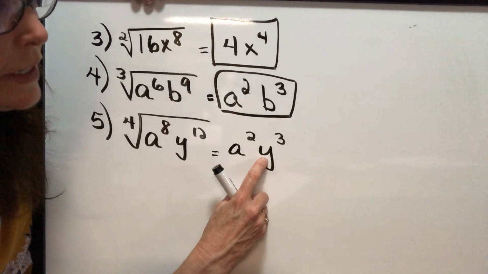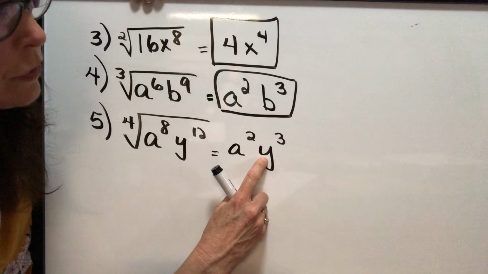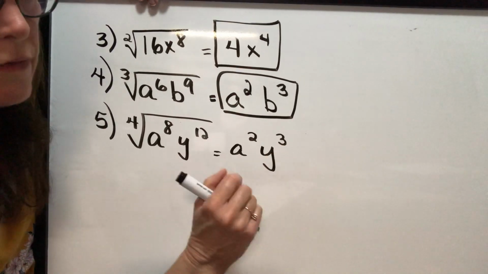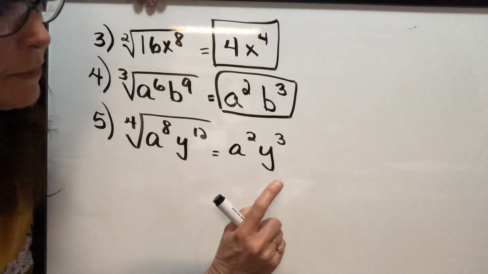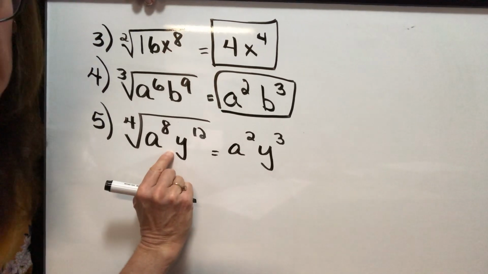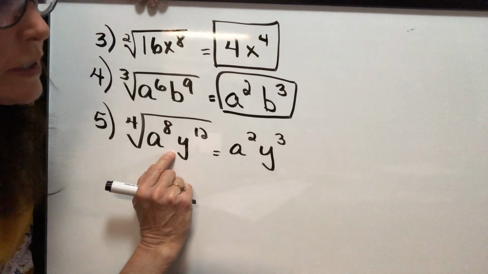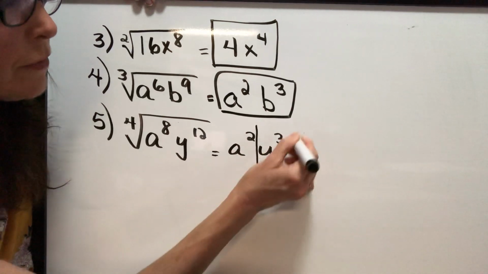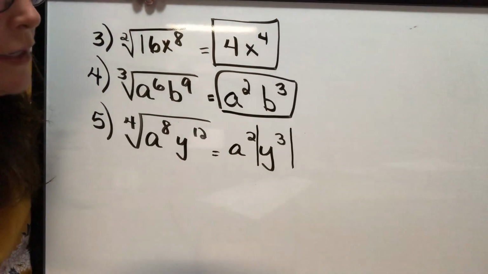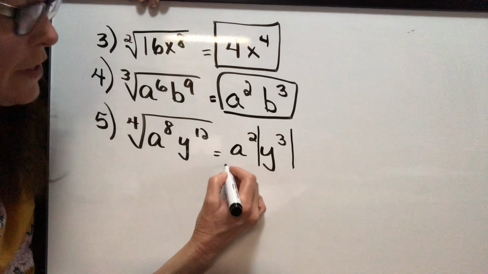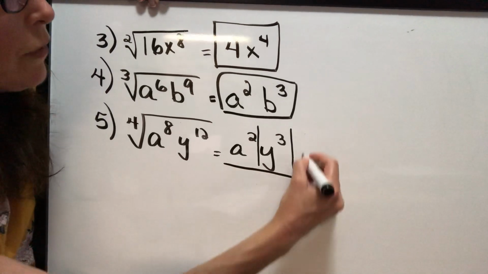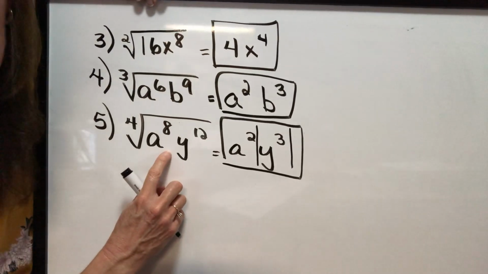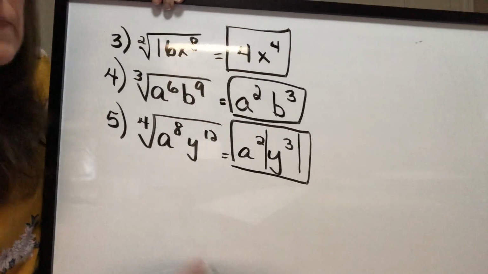Over here, the answer is y cubed. So what would happen if you took a negative number and cubed it? A negative number cubed ends up being a negative number, and you cannot have a negative number under an even root. So this one does have absolute value, and it would go around the y cubed because we do not want to have a negative number. So when you give your final answer for number 5, it will have absolute value around y cubed because you cannot have a negative number under a 4th root.